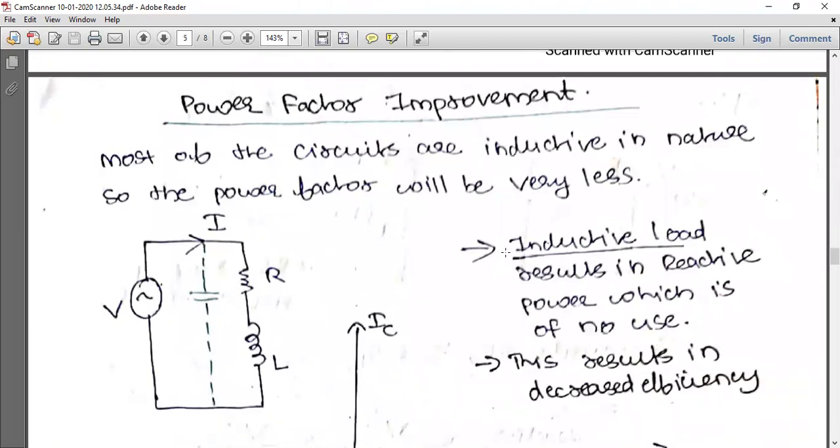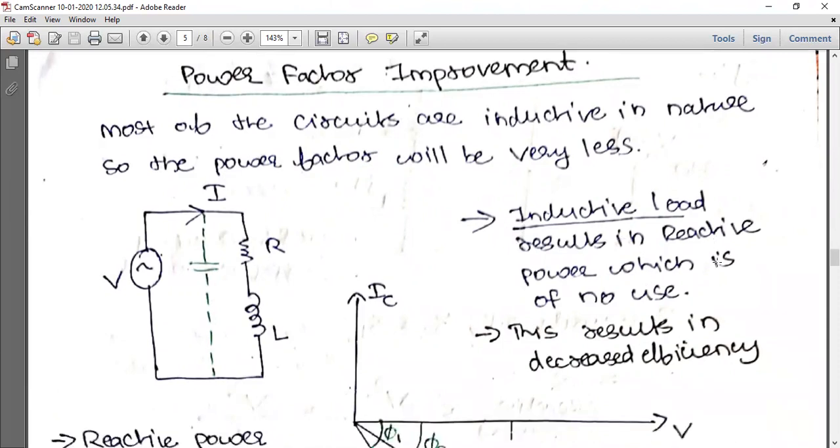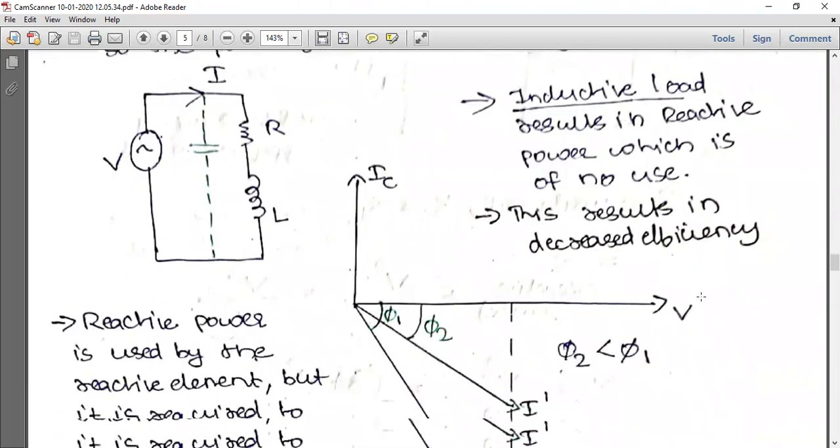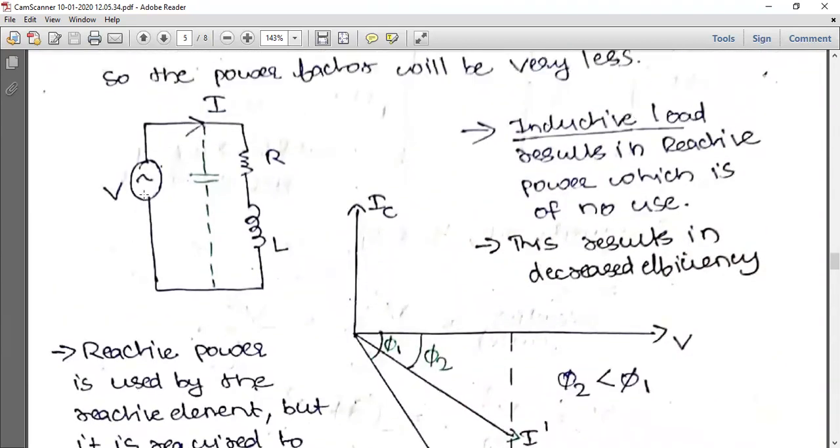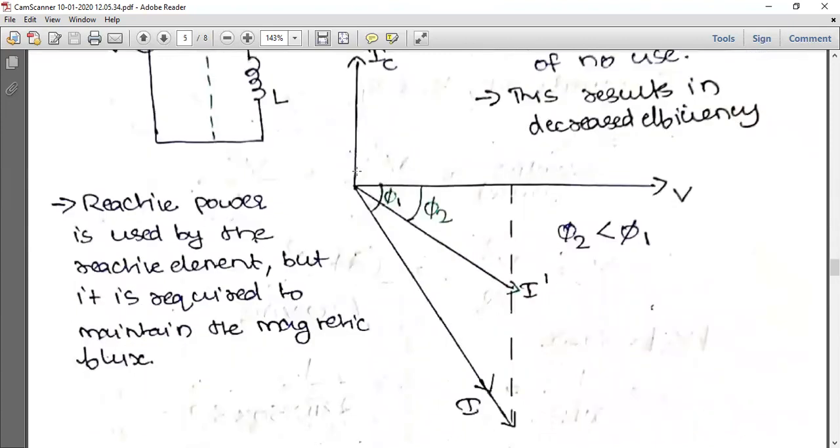The most common technique used is use of capacitor banks. So we know that most of the circuits are inductive in nature, so the power factor will be very less. So inductive load results in reactive power, which is of no use. This results in decreased efficiency. So you see, we have the RL circuit, inductive circuit is there. So we are introducing a capacitor in parallel, or we call it shunt. Capacitor is introduced in parallel to improve the power factor. So the reactive power is used by the reactive element, but it is very much required, I told you already, to maintain the magnetic field.